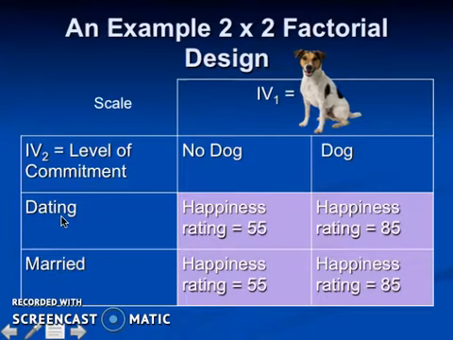So this is a 2x2 design. So you'll see there's 4 conditions here. One group is no dog and dating, another group is dog and dating, another group is dog and married, and another group is no dog and married.